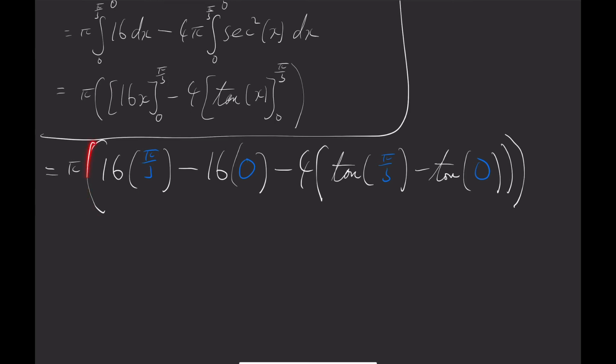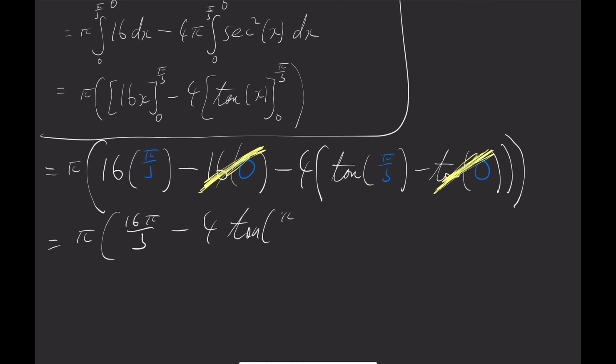Okay, so I've got these big brackets, these internal brackets, and these function brackets. Now, a couple of things happen straight away. What happens when I multiply by 0? I cancel, so this disappears. And what is tan of 0? Tan of 0 is 0, so that disappears. So I can write this now as pi times 16 pi on 3 minus 4 times tan of pi on 3, close bracket, close bracket.